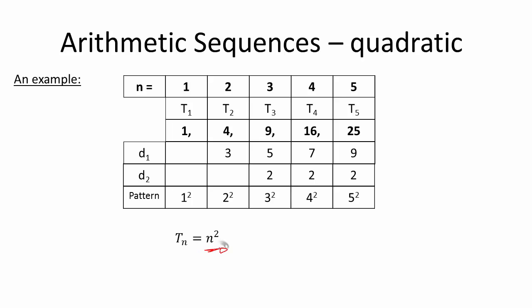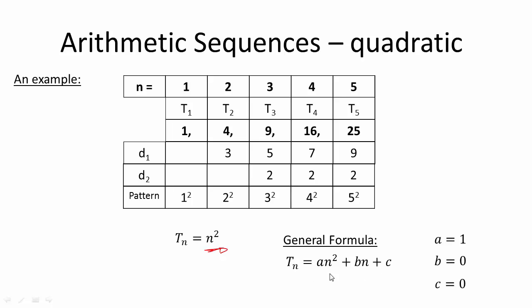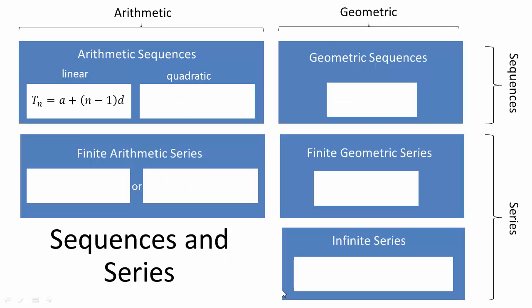Let us not forget, you might be wondering where the a, the b, and the c are. Well, if you look right here, you can find that this is from the general formula an squared plus bn plus c, where a is 1, b is 0, and c is 0. And this is our general formula, and here is an example of it. Well done. Now we can fill in a quadratic formula here. And that's what we have in our arithmetic sequences, quadratic formulas. Next we're going to go on to geometric sequences. Great.